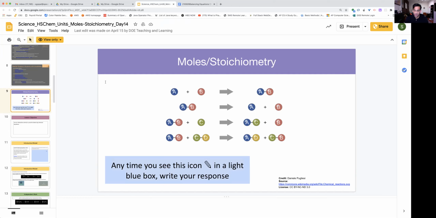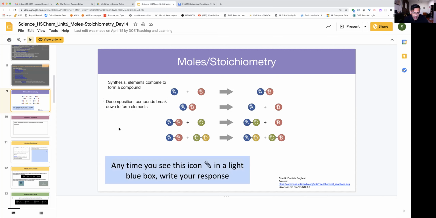So this first type, where we have A combining with B to make AB, that we call a synthesis. I like to think synthesizing is creating something new, and that's when we bring elements together to form a compound. Elements combine to form a compound. The next one, we see the opposite thing happening. We see AB breaking down into A plus B. We call that a decomposition. That is when compounds break down to form elements.